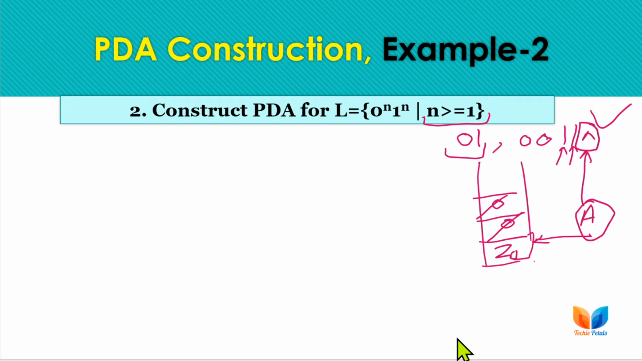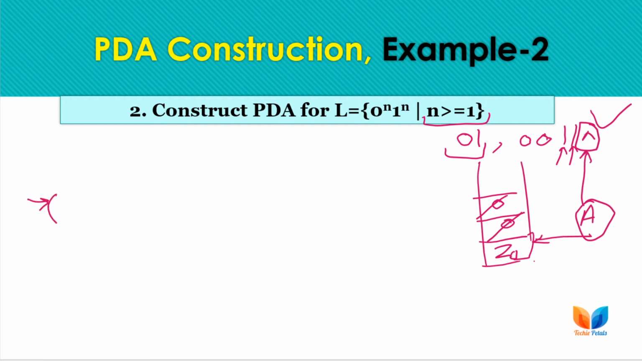So we have to use this method, like we have used in the previous example. Now we will be pushing all the zeros onto the stack, and once we start receiving ones we will start the pop operation, meaning we will pop zeros and cancel out one zero for every one. Okay, so let's start with the question.